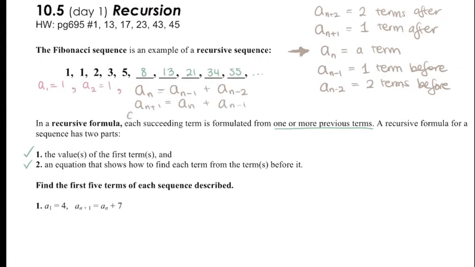Or you can even write it as a sub n plus 2 is equal to a sub n plus 1 plus a sub n. So there's a lot of different ways you can write it. It's just kind of getting comfortable with the subscripts. I think that's probably the hardest part of this. It's just getting used to these subscripts.